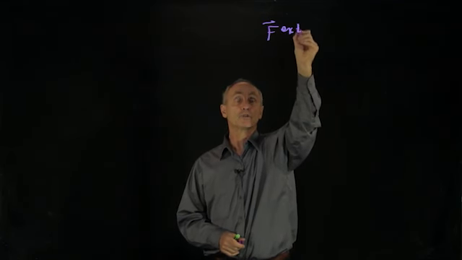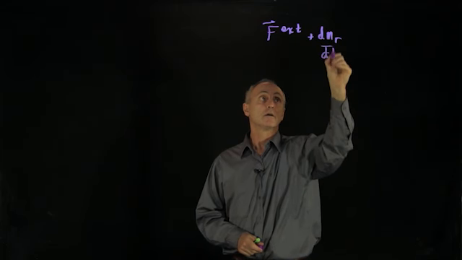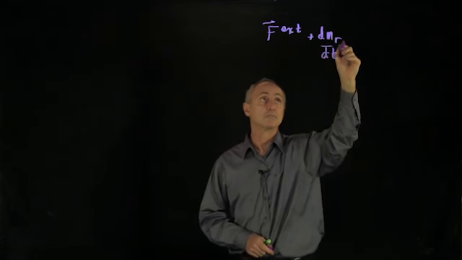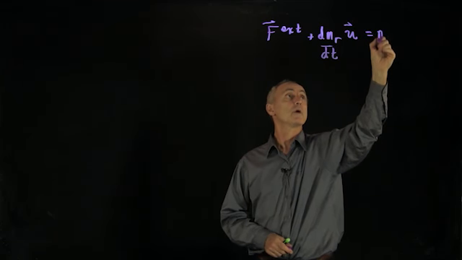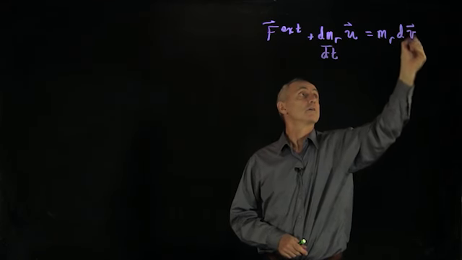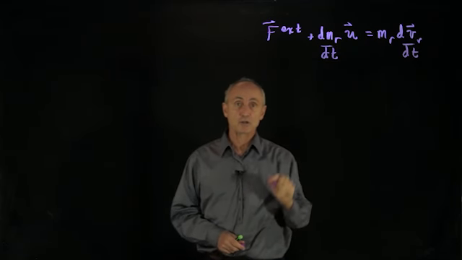We would now like to look at some applications of the rocket equation in which we have an external force plus dm_r/dt, where m_r is the mass of the rocket at time t, times the relative velocity of the exhaust velocity, was equal to m_r dv_r/dt. And now we want to consider some special cases.